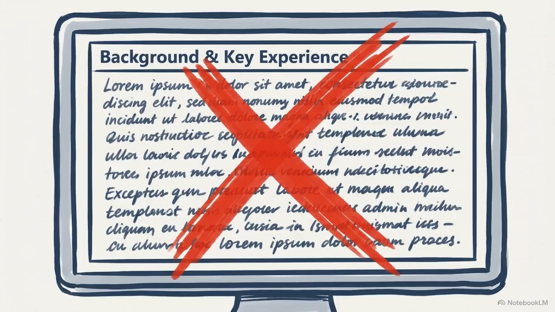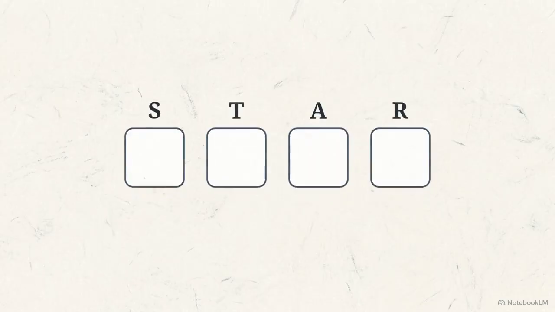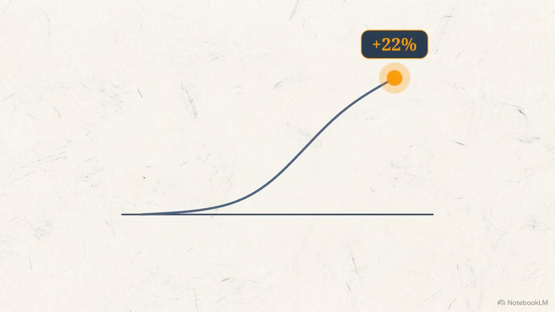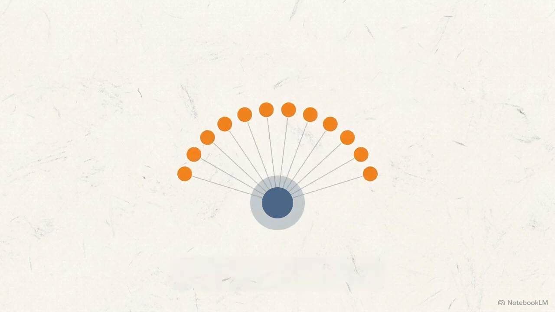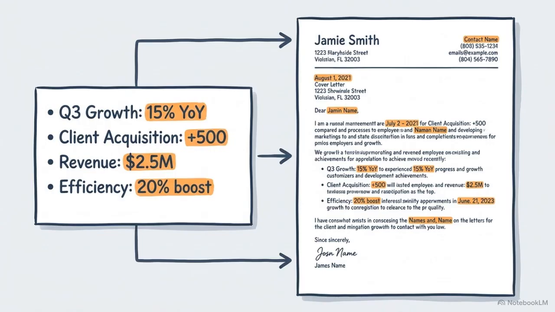The most common failure point is providing a vague summary of your work history in the background field. Generic inputs will always yield generic letters. Instead, describe your experience using the STAR method: situation, task, action, and result. Include hard metrics, like the exact percentage you increased sales or the specific number of developers you managed. The density of your input determines the strategic quality of the output. The more data you provide, the more evidence the AI has to build a convincing case for your hire.